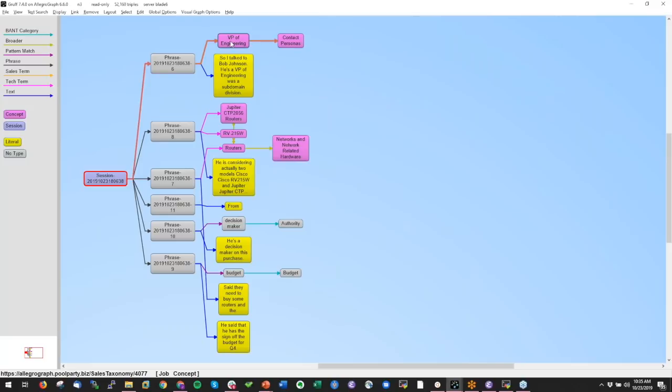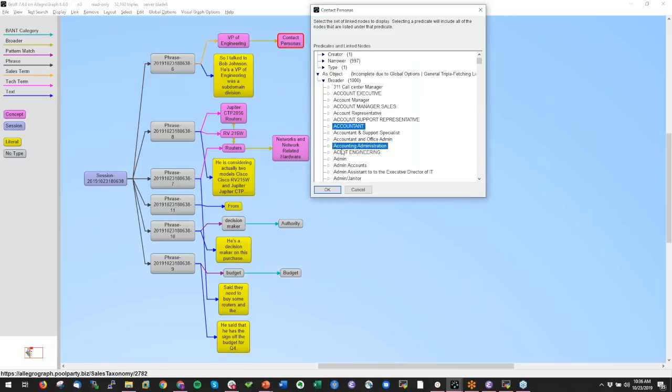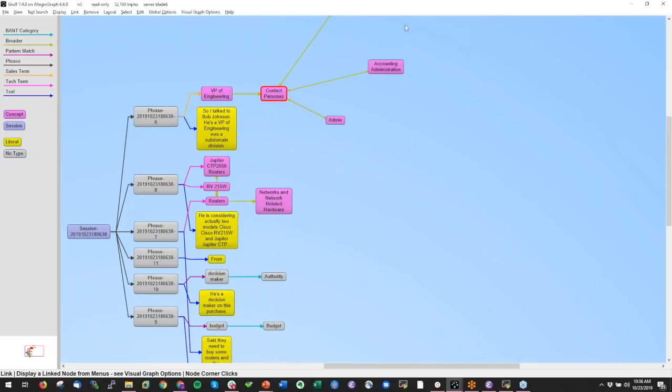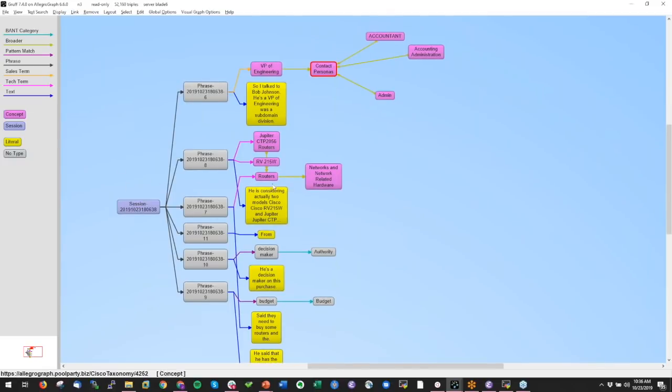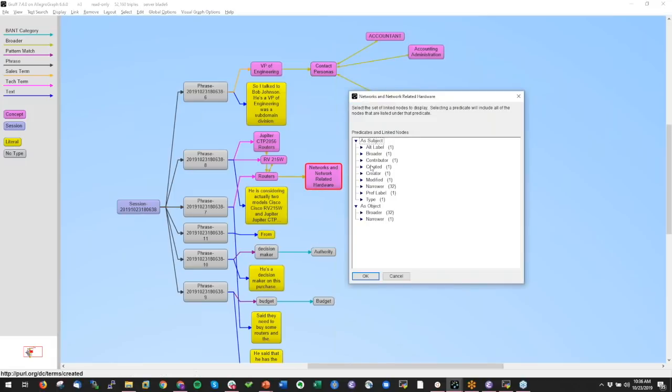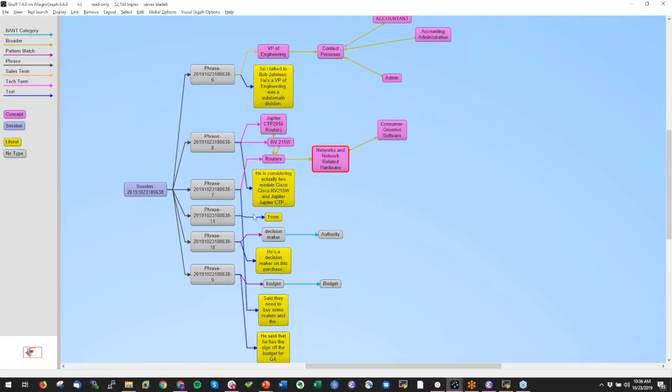Well, here we find VP of engineering as a term that was recognized, which is a contact persona, and then we could look at that. It has several broader taxonomies anyway. So the words that we recognize are part of the taxonomy. Then we saw some technical terms. So we saw Jupiter and this particular router, and it's a router and networks and related hardware. And again, all of this is part of the bigger picture, the taxonomy. Then this word we didn't do anything with. These are decision makers. So now we know that it's actually an authority.